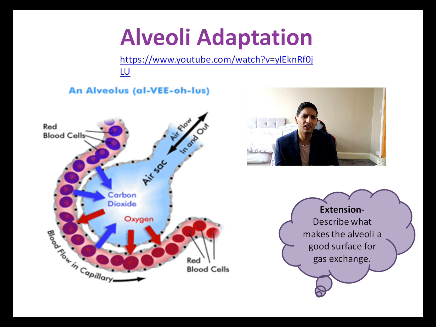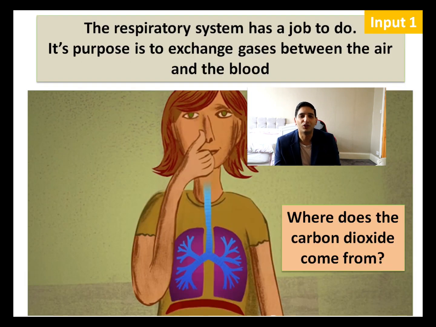Now, to take this lesson to Key Stage 4 level, you need to understand how the alveoli is adapted for its function. It's got a moist lining, it's got one cell thick capillaries for quicker diffusion, it's got a very good blood supply and a huge surface area. So remember that for your exam.